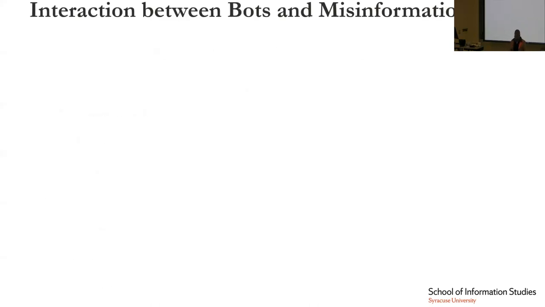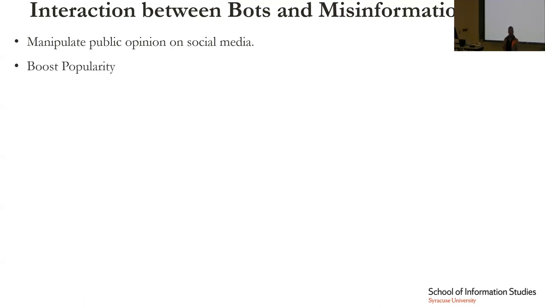Now, what are the interactions between the bots and misinformation? Basically, some of the things they do is they manipulate public opinion on social media. Another thing is they are able to boost the popularity of certain candidates or certain actors or things. And then they spread misinformation. And I will explain what misinformation is in a minute.